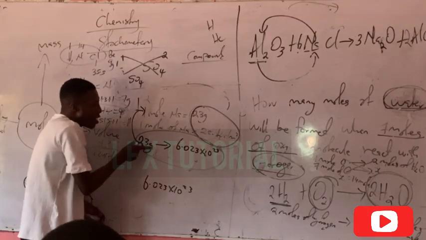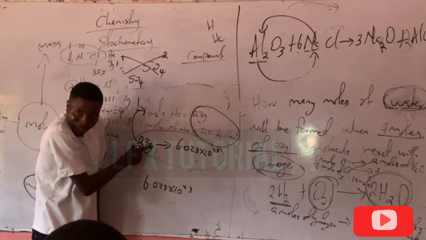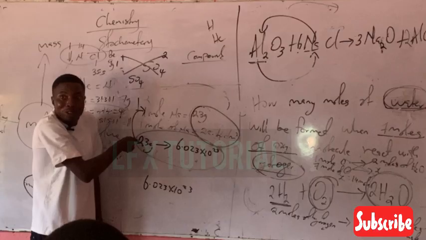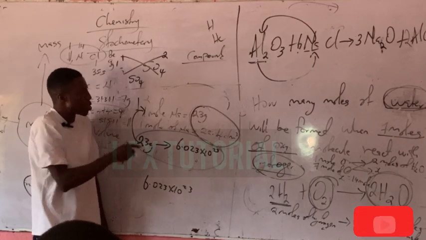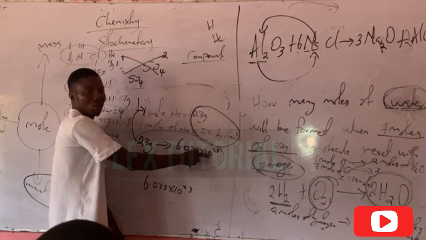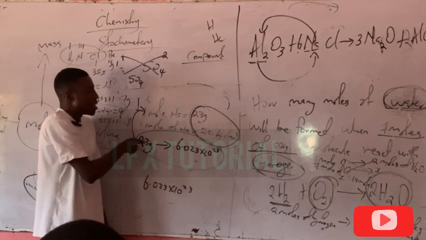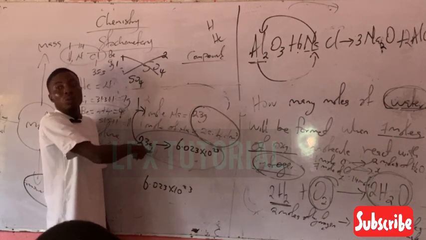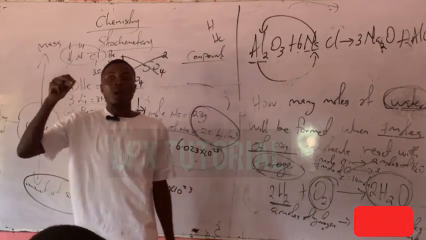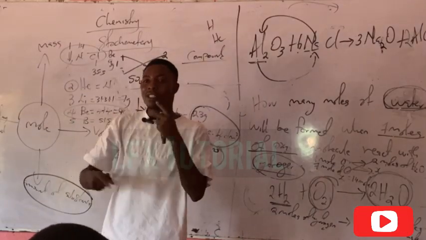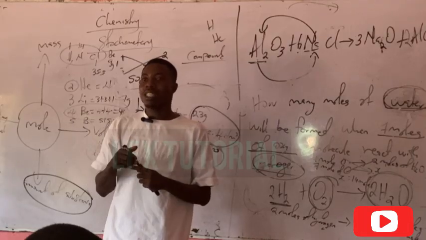It's as if I'm writing 1 mole here, but I'm writing it in terms of 23 grams. So that is what it means. 1 mole of sodium will contain 6.023 times 10^23, which means that 23 grams of sodium will still contain 6.023 times 10 to the power 23. You should have it in mind. All these conversions are still the same.